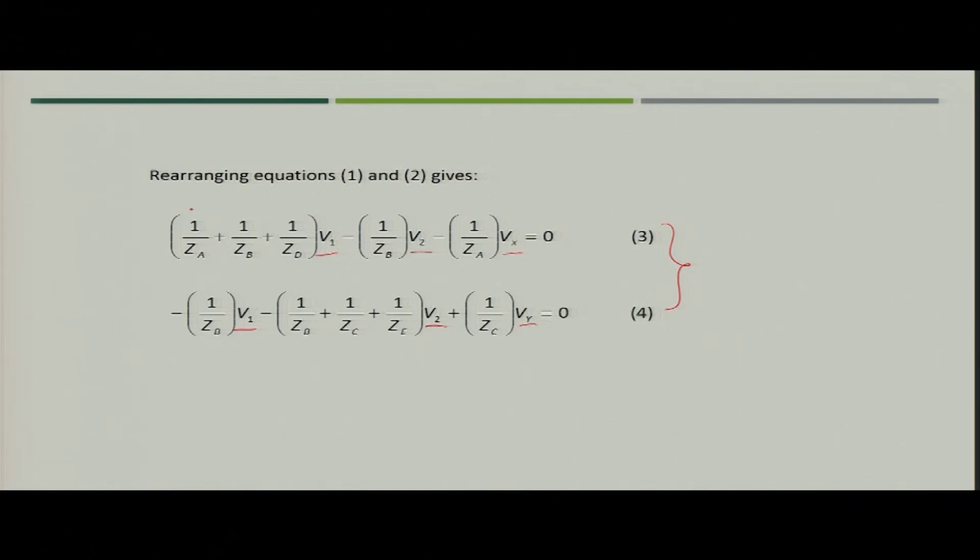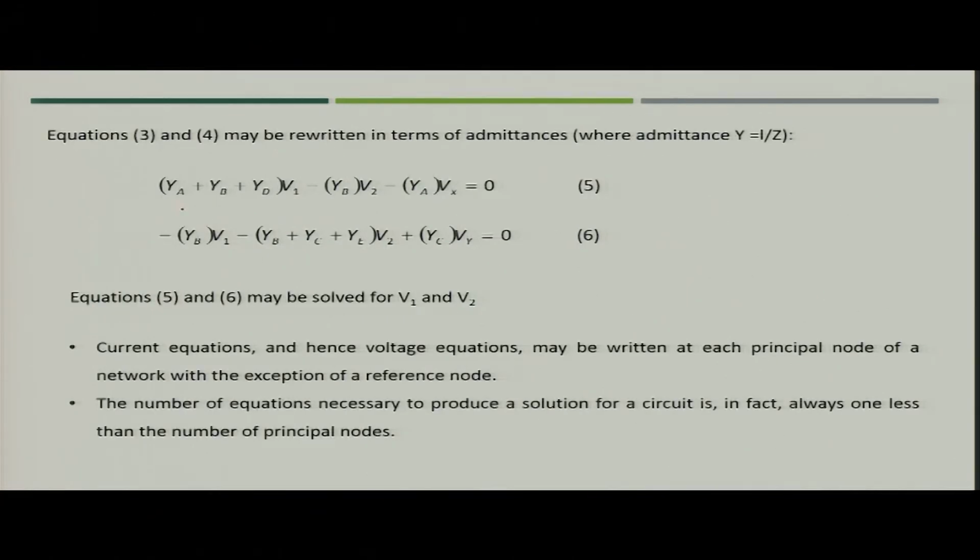Sometimes it is difficult to write in this form. What you can alternatively do is convert impedance into admittance, that is YA. YA is nothing but 1 by ZA. Similarly, YB is 1 by ZB and YD is 1 by ZD. So, you can simply write the equations in the form of admittances, and now you have simpler equations. You can solve them for the unknown variables which are V1 and V2. So, you have two unknown variables and two equations which can be easily solved.